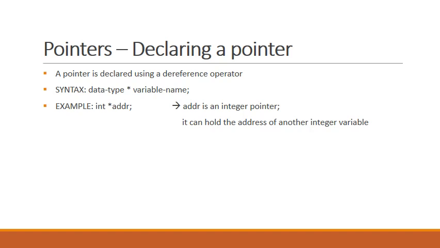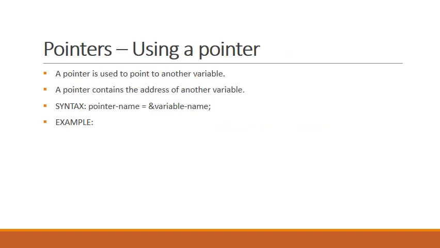For an example, you can declare a pointer variable addr, right? It is going to be an integer pointer, so it can be declared as int asterisk addr. So addr can contain the address of another integer variable.